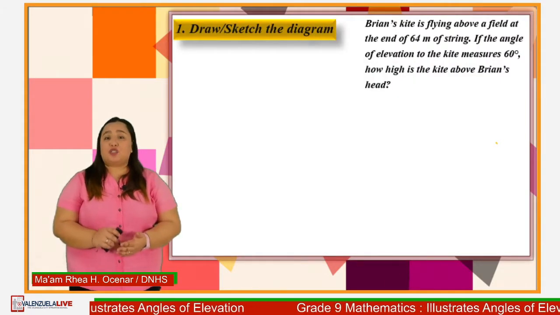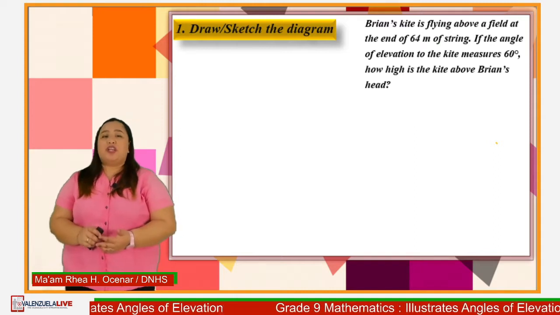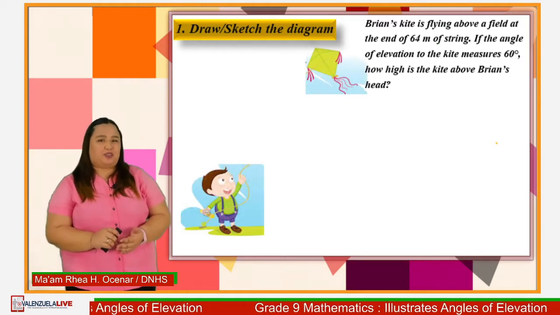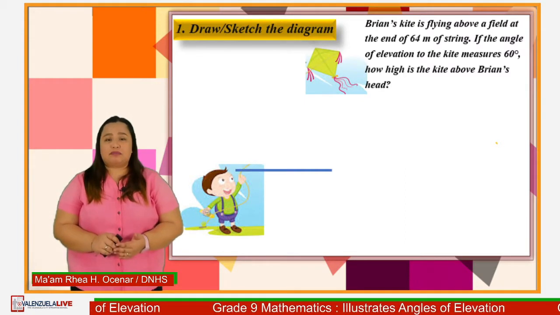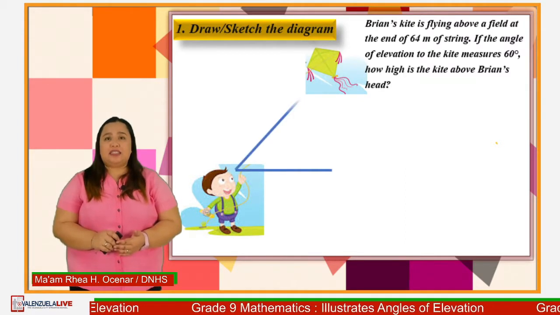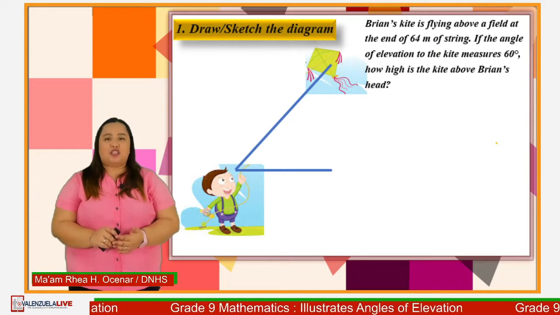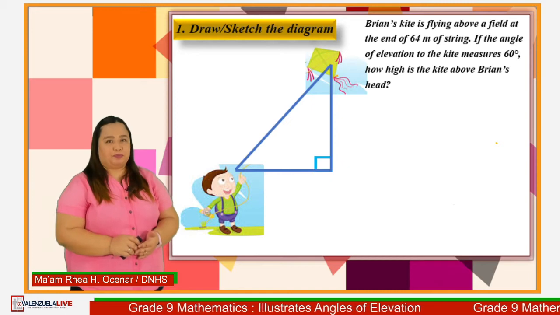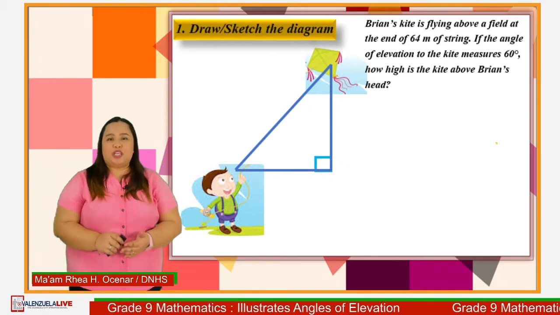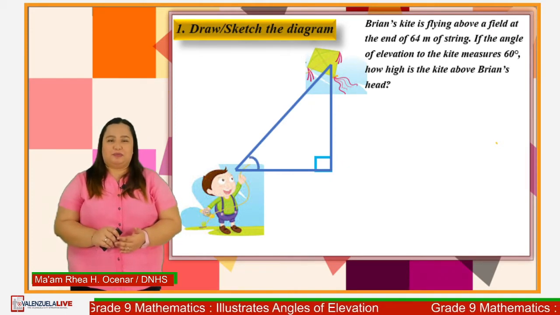First, let us draw or sketch the diagram. We need a boy and a kite. Let's draw the horizontal line, then the line of sight. Let's draw a line here to create a right triangle. Draw the symbol for triangle.